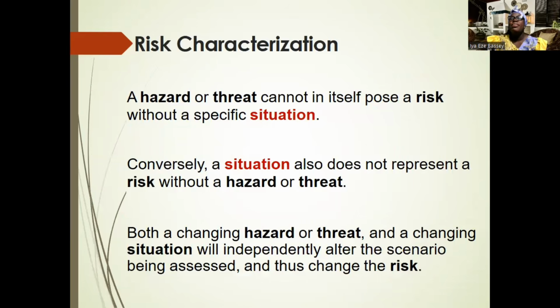So things you should note is that a hazard or a threat cannot in itself pose a risk without a specific situation. And a situation does not represent a risk if there is no hazard or threat. So they are interdependent. You should also note that both a changing hazard or threat and a changing situation will independently alter the scenario being assessed and thus change the risk. Why do we say so?